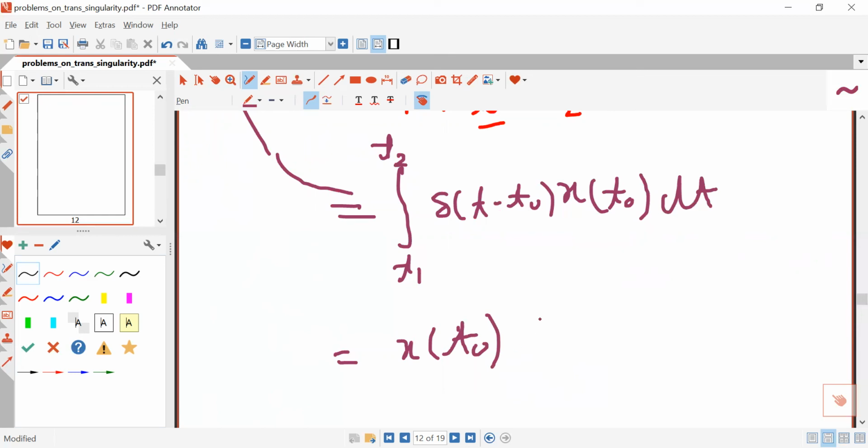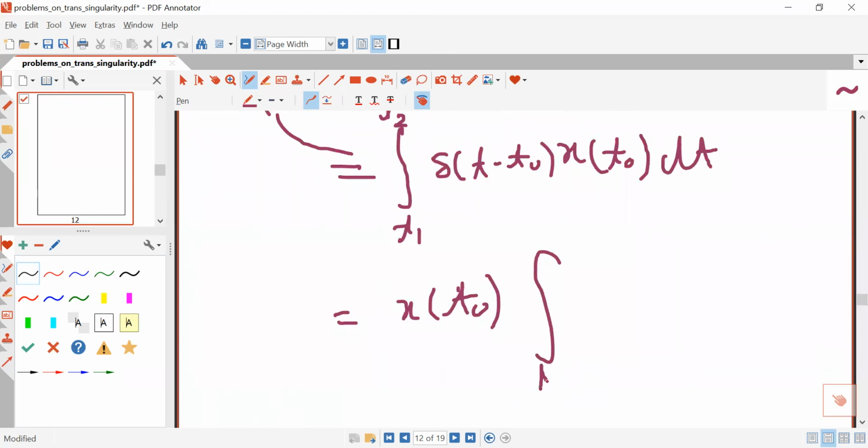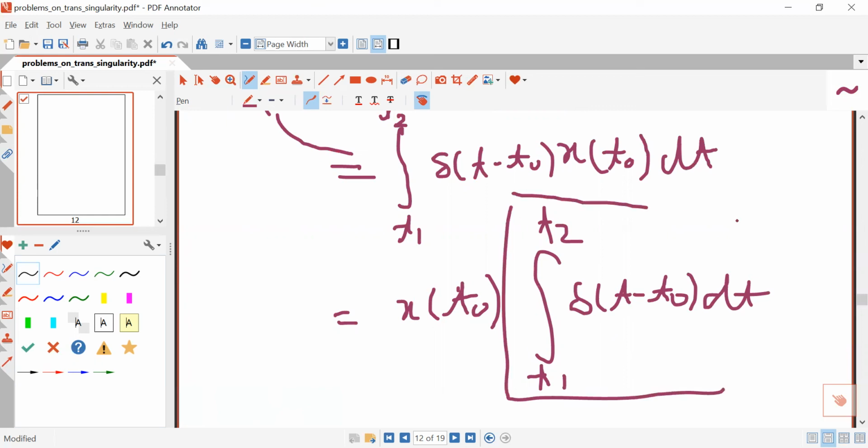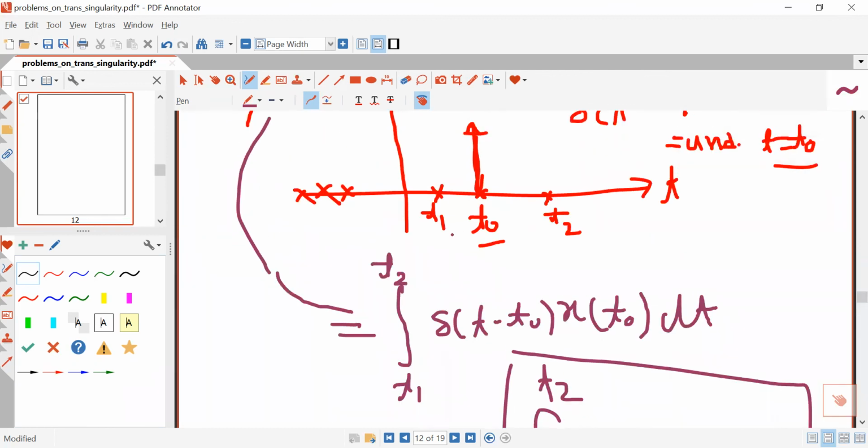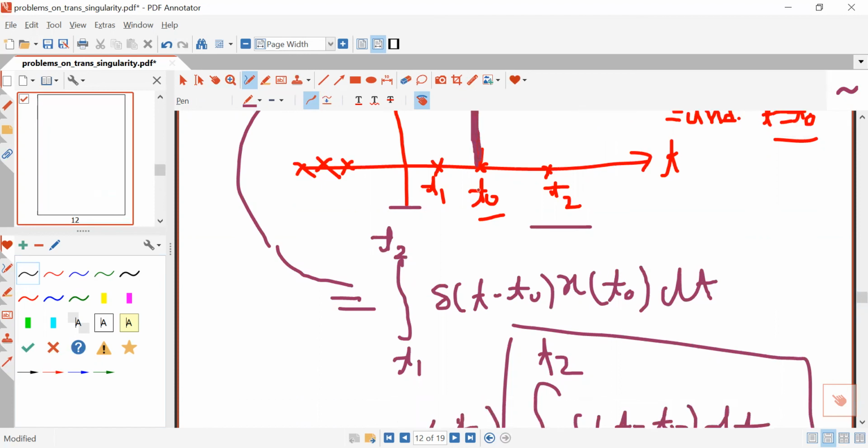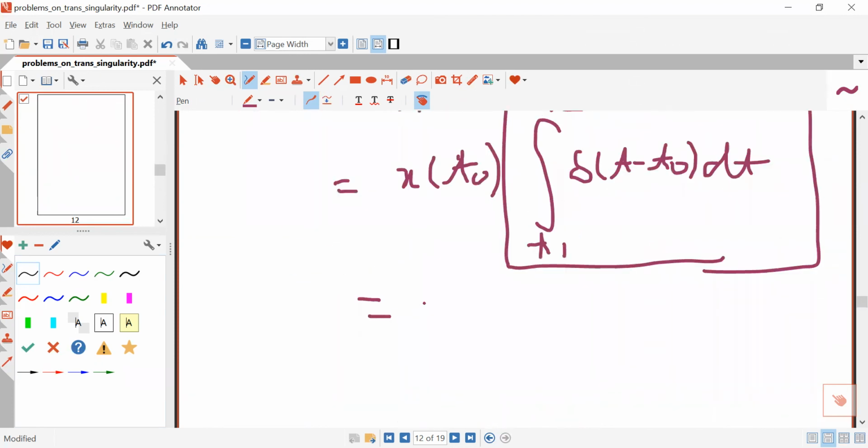And the integral will be t1 to t2 delta t minus t naught dt. This is the area of the shifted impulse function in between t1 and t2. And obviously you know that the area included in this impulse signal is unity. So this will become x(t naught).